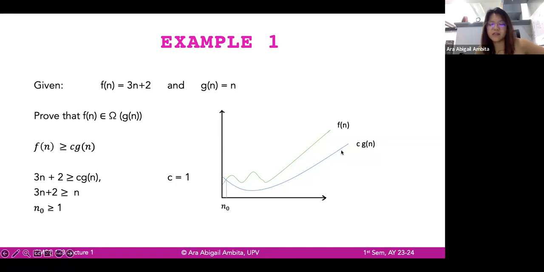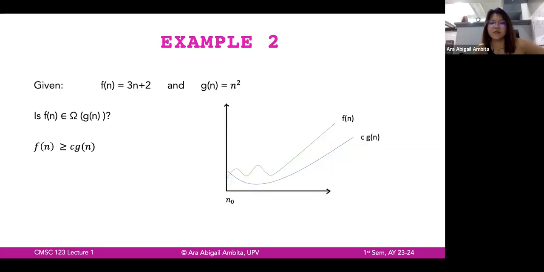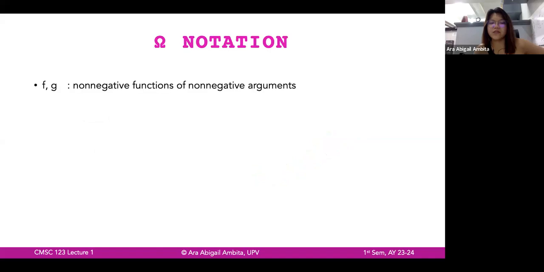Okay? But what we want is the asymptotically tight lower bound, but not the one that is log n, which is not asymptotically tight. Okay, so do you understand now? Okay, let's move on. So, a more formal definition.